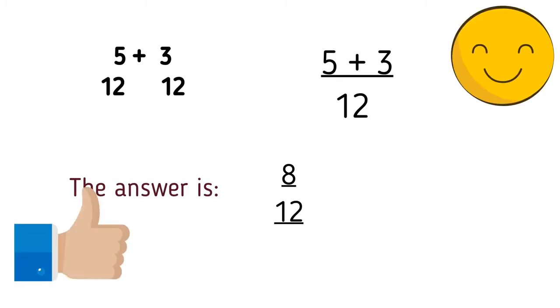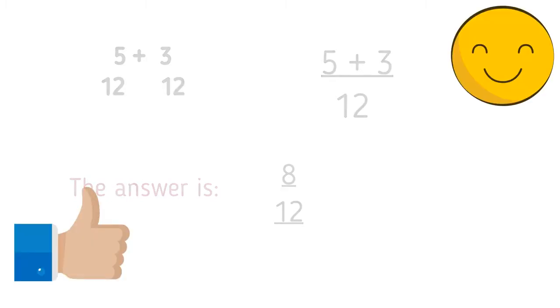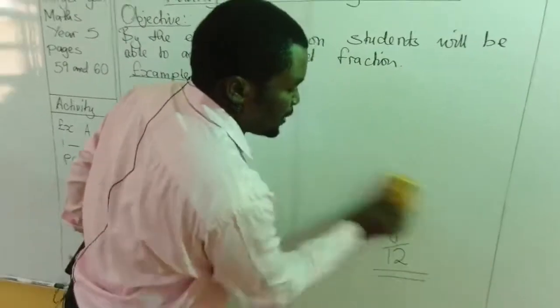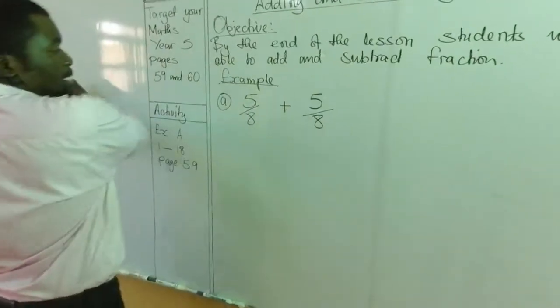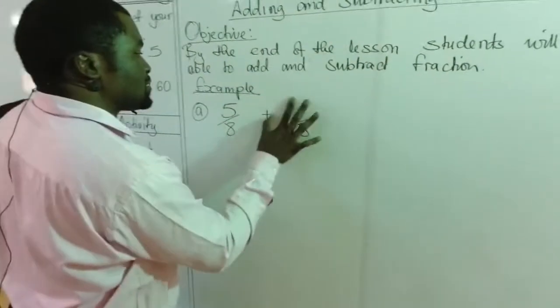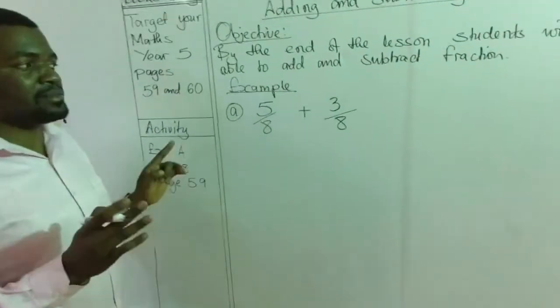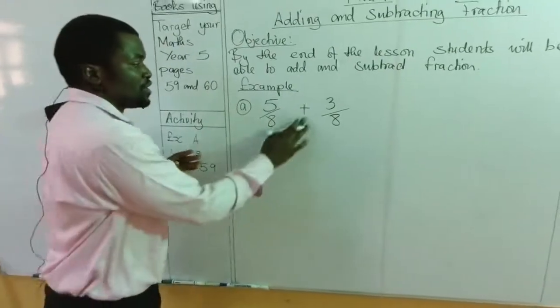Let me take you to subtraction a little bit. I'm not going to change anything here. I'll just use the same example. I'll take this one. In this one here, I'll just change this one a little to make it 3. If you're having the same denominator, the same way you can do it if you're subtracting.